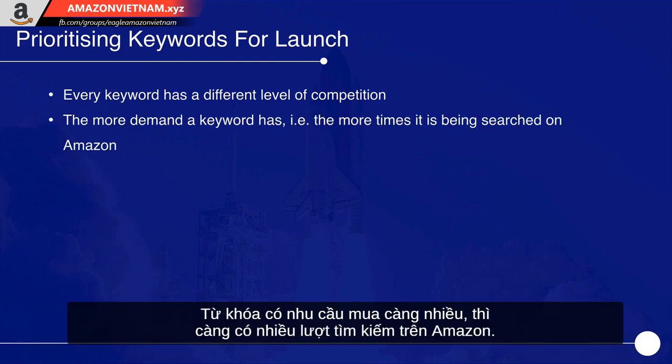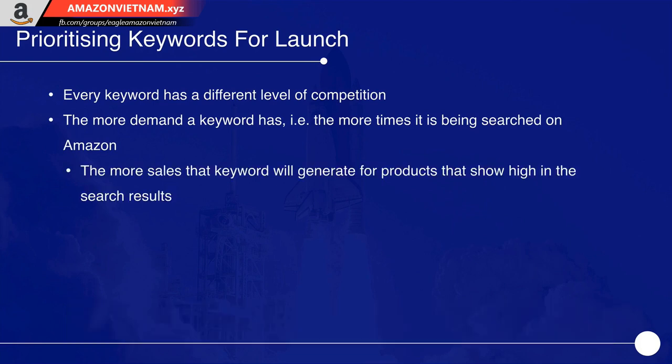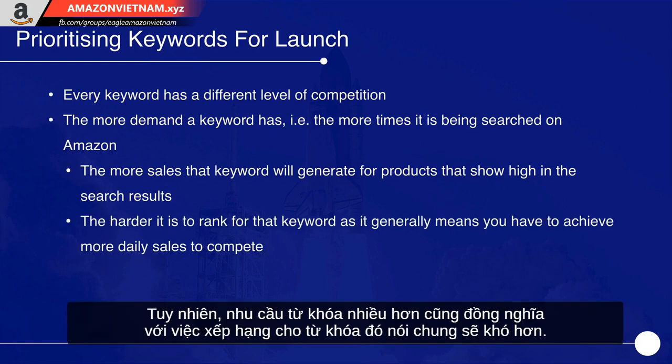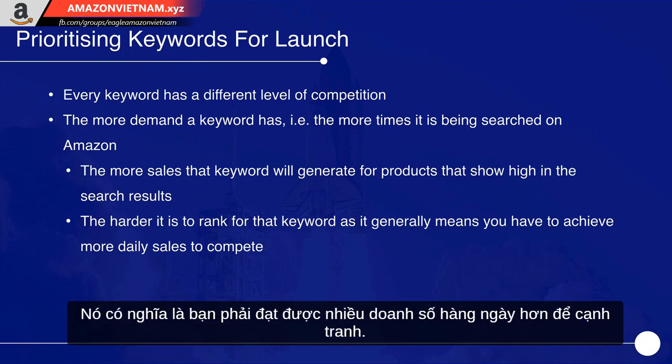competition. The more demand a keyword has, i.e. the more times it's being searched on Amazon, the more sales that keyword will generate for products that show high in the search results. However, the more demand a keyword has also means it's going to be harder to rank for that keyword, as generally it means you have to achieve more daily sales to compete.